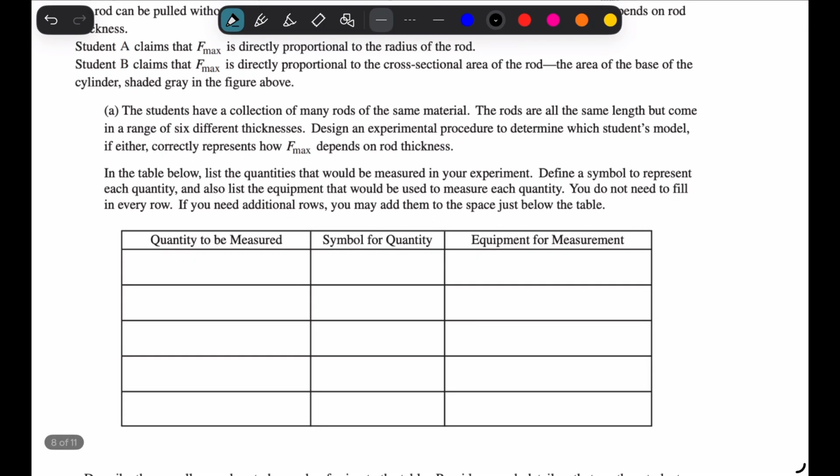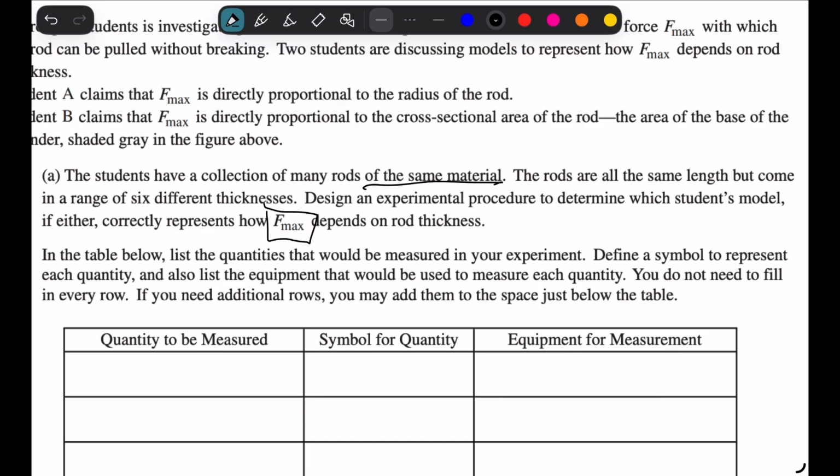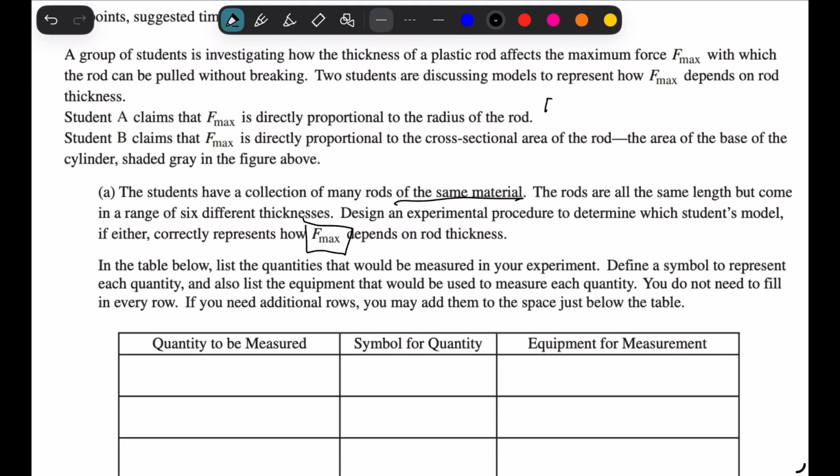These students have a collection of many rods of the same material. The rods are all the same length, but come in a range of different thicknesses. Design an experimental procedure to determine which student's model, if either, correctly represents how F max depends on the rod's thickness. So, to summarize, student A is going to be F max is proportional to R.